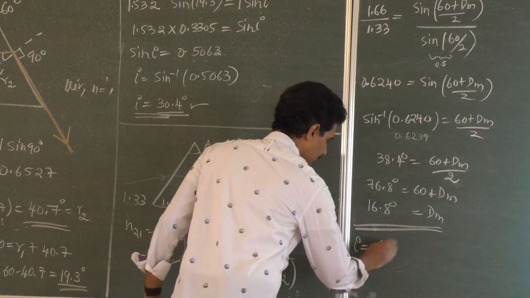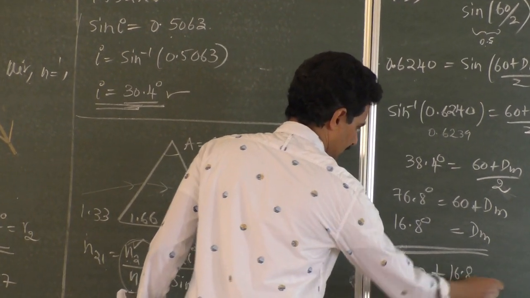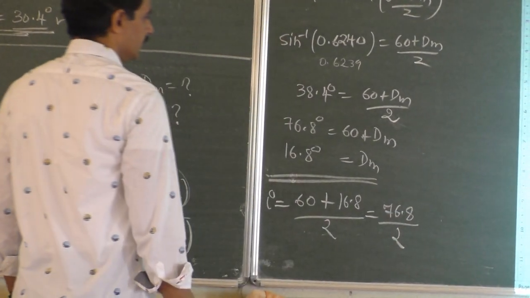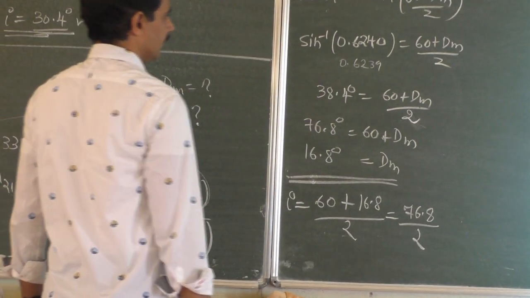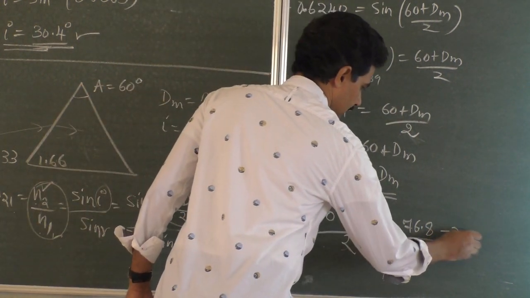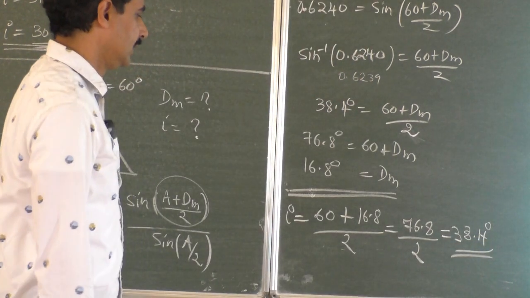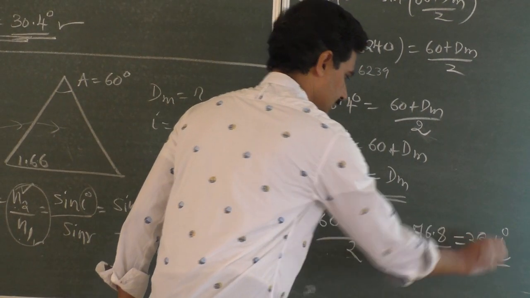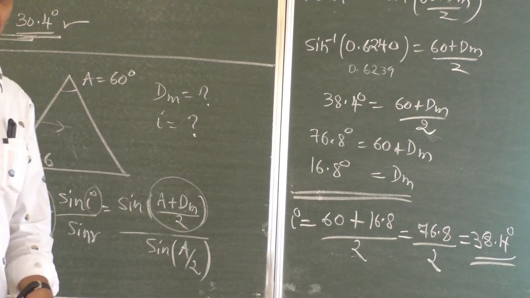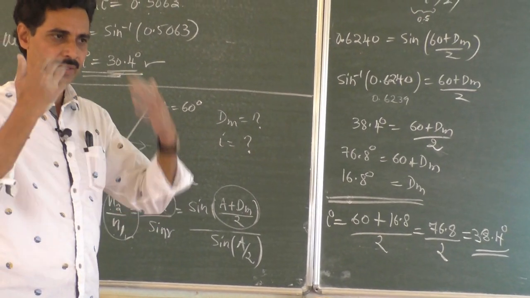A is 60 plus dm is 16.8, divided by 2. That comes to 76.8 by 2, which is equal to 38.4 degrees. We have got it already. So that is the angle of incidence, right? 38.4 degrees. That is the angle of incidence, A plus dm by 2. So, a very easy question. And remember, you have to have the list of all the formulas. You have to see those formulas again and again. Use them when you solve the problem. Then you will always remember them.